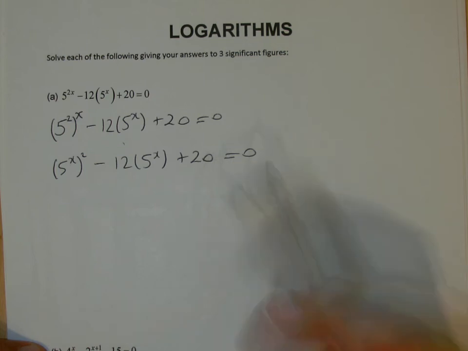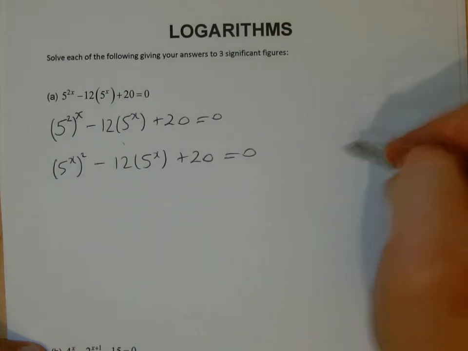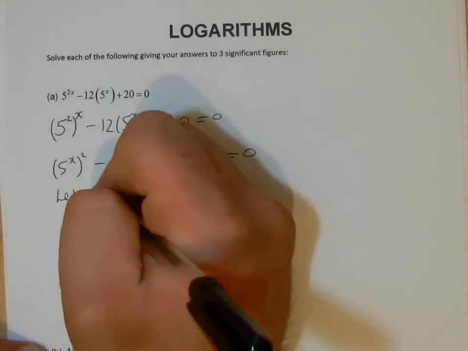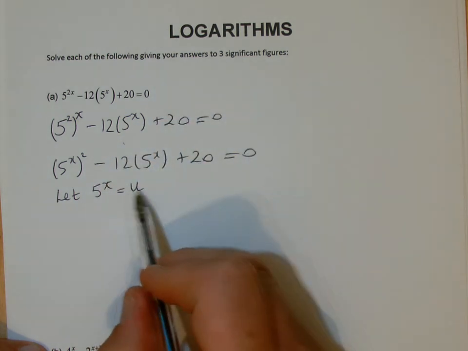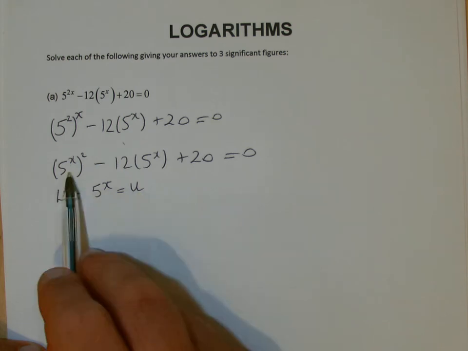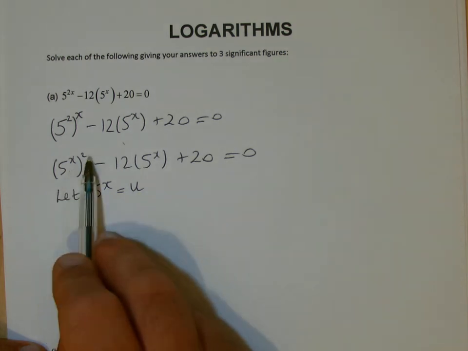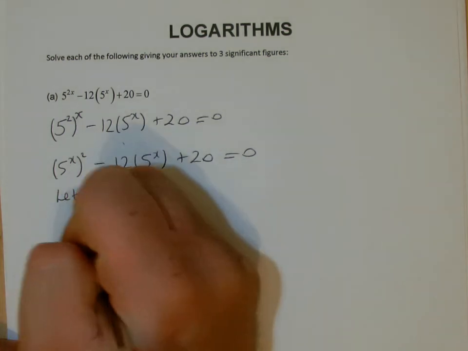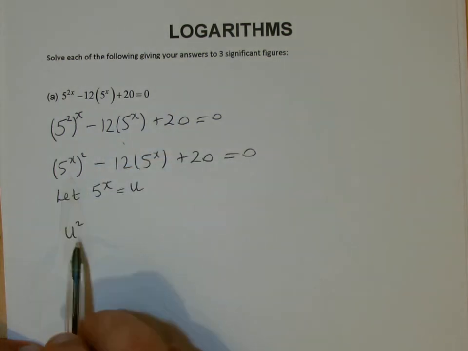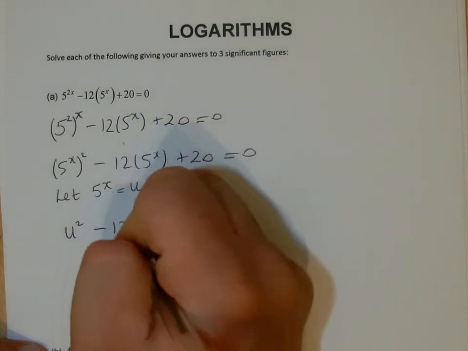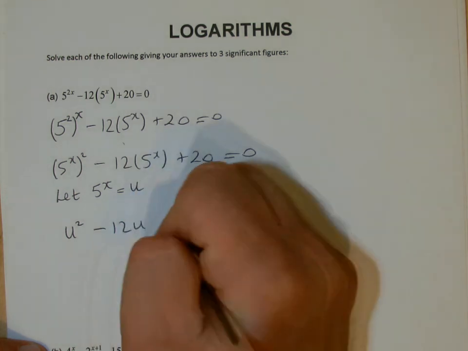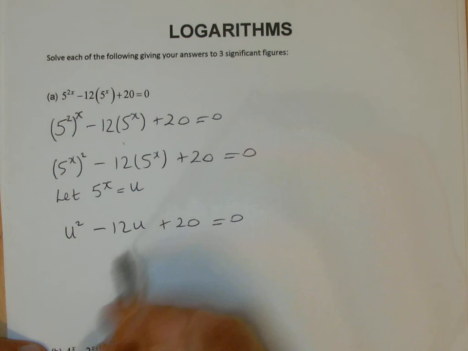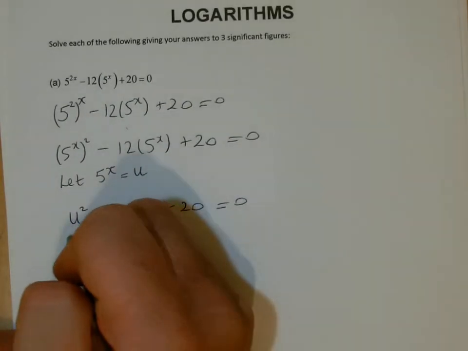Now that looks kind of complex. How on earth are you meant to solve that? Well, what we can do is bring in a different letter. Let 5 to the power x equal, say, the letter u. You can use any letter, but let's use u. So if 5 to the power x equals u, that is u inside that bracket, and then of course we've got to square it. So it's u squared minus 12, well, 5 to the power x is u in my substitution, so 12u, plus 20 equals 0. And then I've got a nice quadratic which I can solve in terms of u.